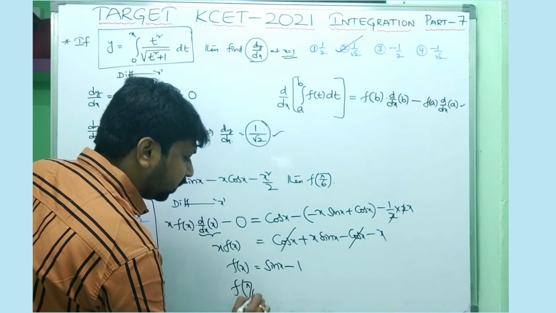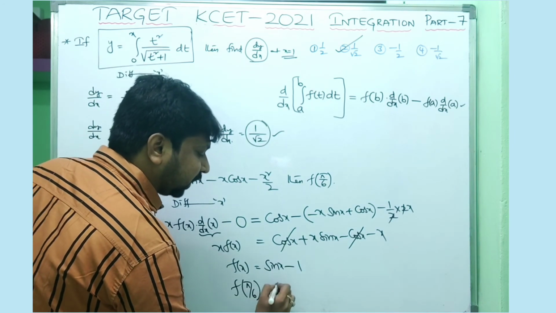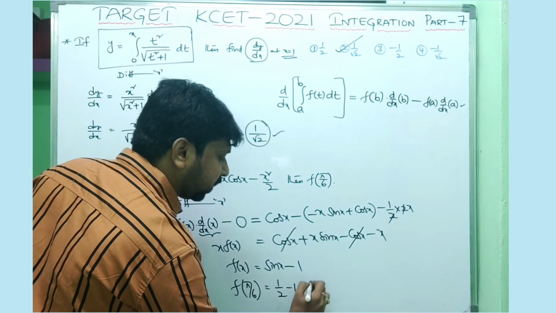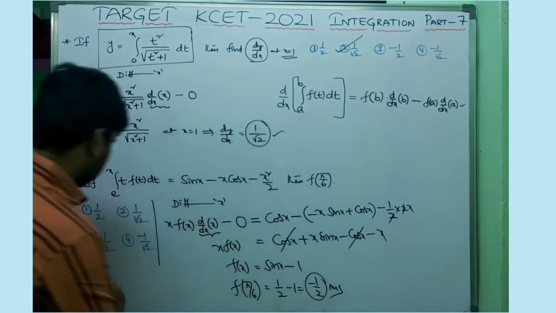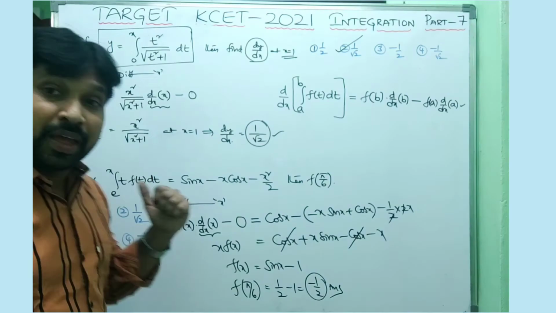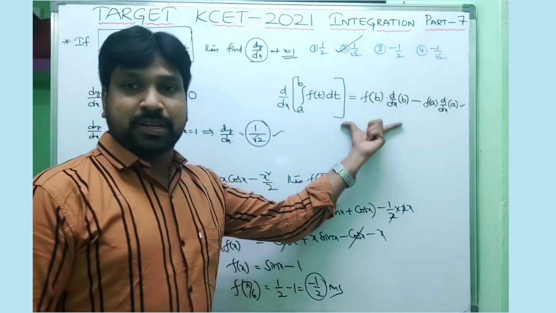Now you need to take x as pi by 6. sin 30 is 1 by 2, minus 1. 1 by 2 minus 1 is nothing but minus 1 by 2. This is your answer. So minus 1 by 2 is your answer. Very easy by using this technique.